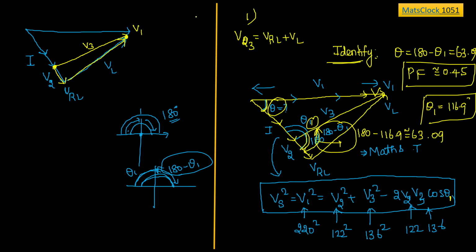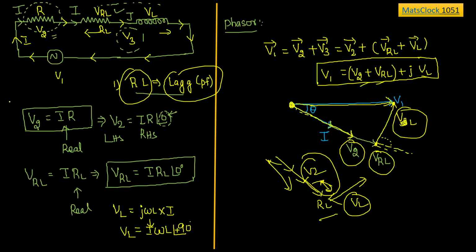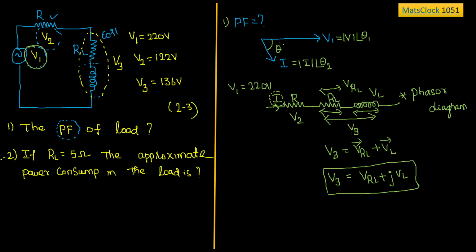Now I am giving one more work here. They have asked one more question. This is really a very good question. We have learned a lot, right? How to draw the phasor and how to develop the equation from the phasor. They had given one more question. Now this question can be solved from the phasor directly. The value of RL equal to 5 ohm. What is the approximate power consumed by the load?